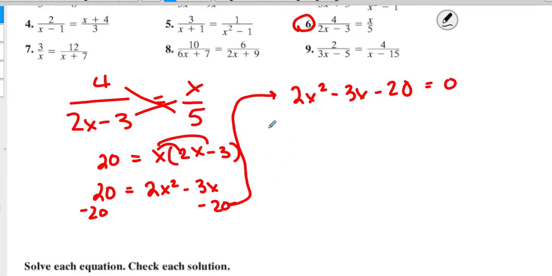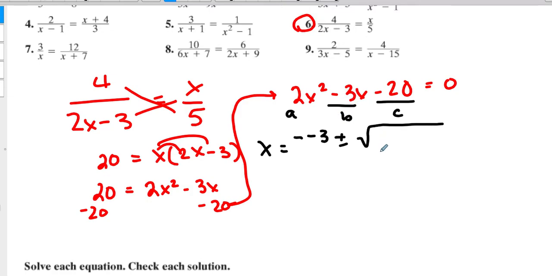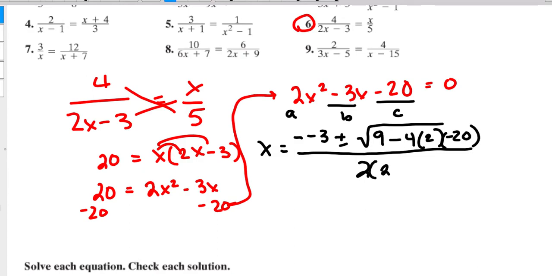So if this is our A, this is our B, and then this is our C, we have x equals the opposite of B, so opposite of negative 3, or negative 3, plus or minus the square root of my B term squared. Negative 3 times negative 3 is 9. That's what I'm going to write so I don't accidentally have a negative there. Minus 4 times 2 times negative 20, all over 2 times A, which is 2 times 2.